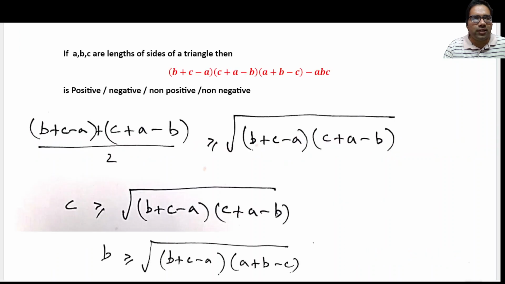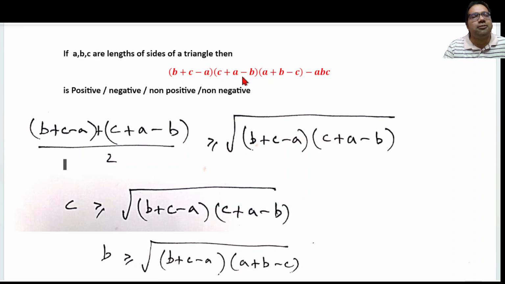Right. Let us use the AM-GM inequality. What is the AM-GM inequality? The arithmetic mean of two positive numbers is greater than or equal to the geometric mean of those numbers. Equal when both the numbers are the same, otherwise it is greater. Right. Now let's take the first two numbers, b + c - a.